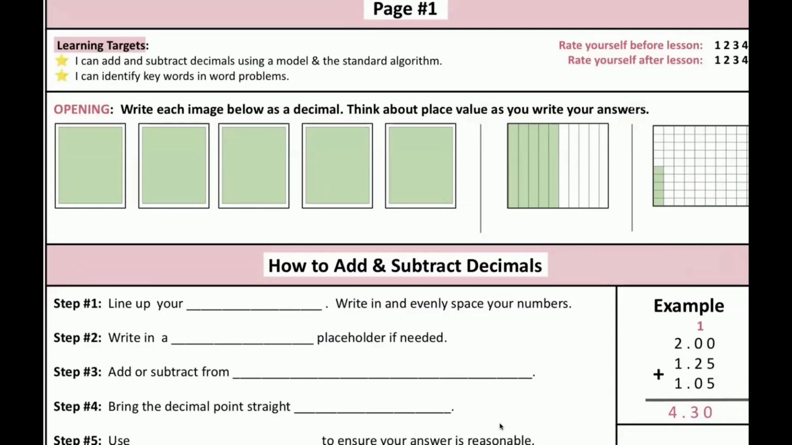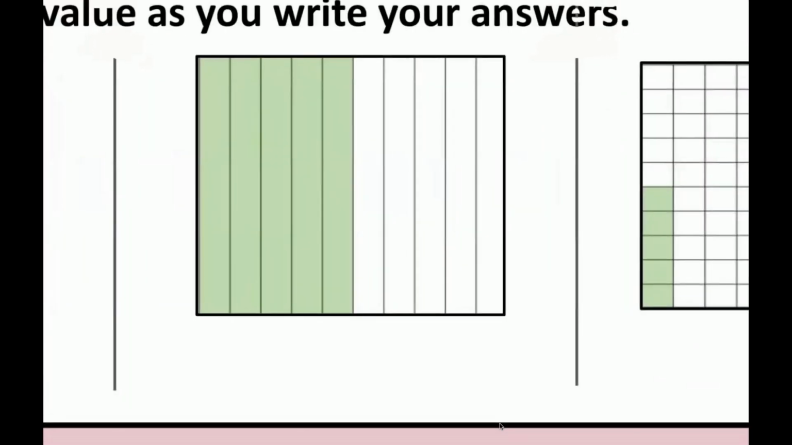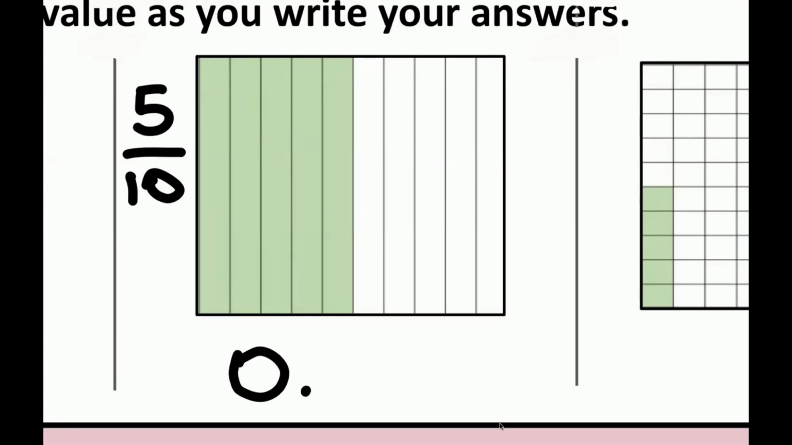In our opening problem, we can see that we have 5 holes in our first image. So if we're writing that as a decimal, we can write it as just 5 or 5.0 or 5.00, etc. Let's take a look at our next image. I'll zoom in. In this image, if we were writing it as a fraction, we would write 5 out of 10 because 5 out of 10 are shaded in. But as a decimal, we can write it as 0.5 or 5/10.